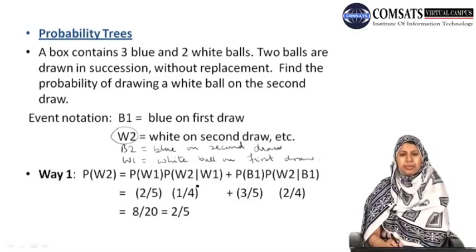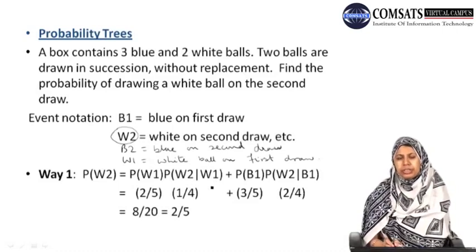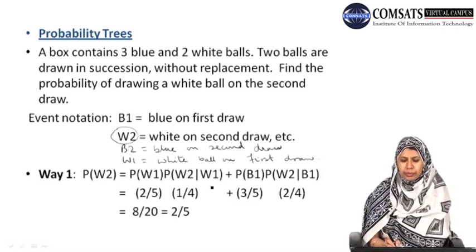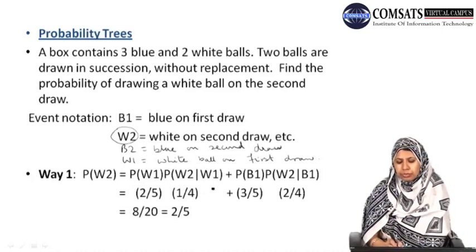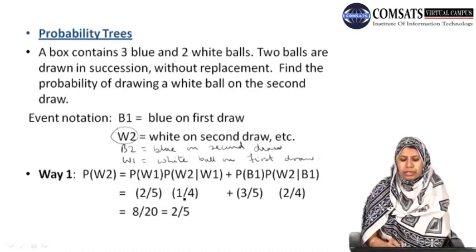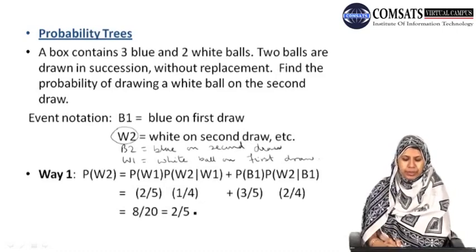Now the probability that we will obtain a white ball on the second draw, given that we already have a white ball on the first draw and the case is without replacement, so we are left with a total of 4 balls and we already have 1 white ball taken out, so from a total of 2 white balls we are left with 1 white ball. So this conditional probability is equal to 1 by 4.